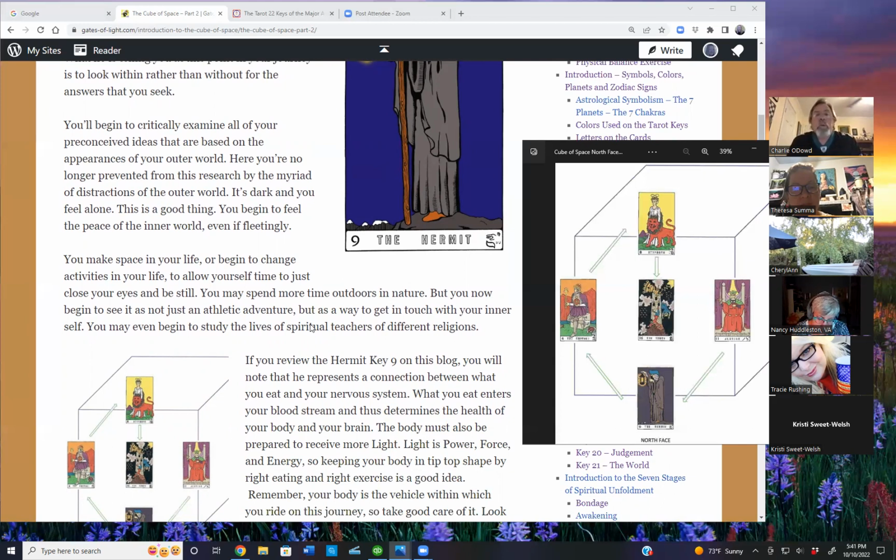We always ask for a sacred space in our homes, or a corner of our bedroom, or some little spot where we like to read a book, or we like to study, or we can allow ourselves to be quiet. Or you may spend more time outdoors in nature, but you now begin to see it as not just an athletic adventure, but as a way to get in touch with your inner self. You may even begin to study the lives of spiritual teachers of different religions. You may pick up books on Buddhism or the Bhagavad Gita or the Quran. They all have things to teach.